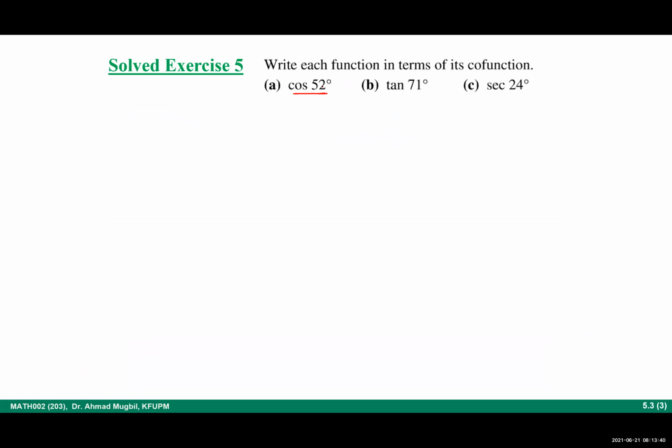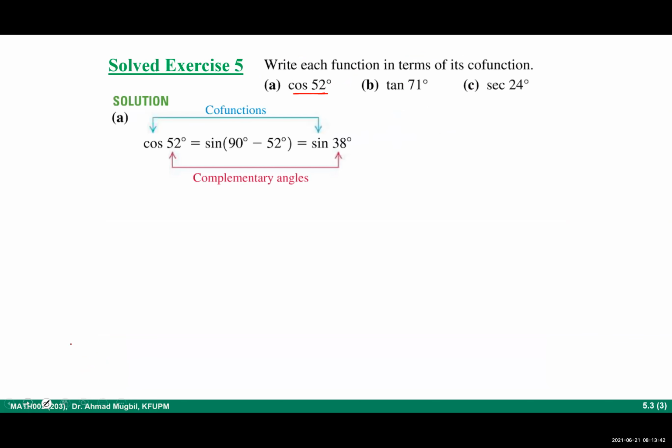Cosine 59 is the same as sine 31. Why? Cosine 59 is the same as sine of 90 minus 59. This is A in our case. So if you know this, you can find this, because I told you at the beginning of chapter 5 that these two angles are called complementary when their sum is 90. Tangent 71 is the same as cotangent 19. And secant 24 is cosecant 66.